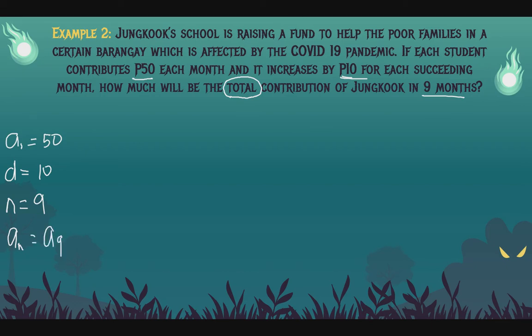Ngayon, binigay ba kung magkano yung ambag ni Jungkook sa pang-siyam na buwan? Hindi. Dahil hindi binigay yung huling term, ang gagamitin natin is S sub n is equal to n over 2 times quantity 2 times a sub 1 plus quantity n minus 1 times common difference. So, again, we are looking for the total contribution in 9 months.